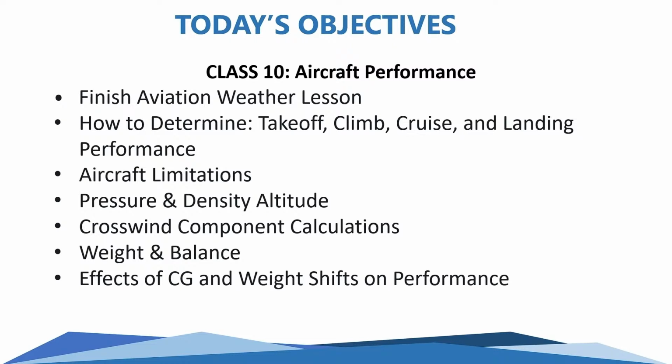In addition to that, we'll be looking at calculating pressure and density altitude. We looked at pressure and density altitude our first week of class when we first started talking about our altimeter. We also talked briefly about it last week, and now we're actually going to put the pieces of the puzzle together and figure out how to calculate it using a chart. We can also calculate it using the E6B, but I'll show you that midweek here once we cover flight planning. We'll also get into crosswind component calculations.